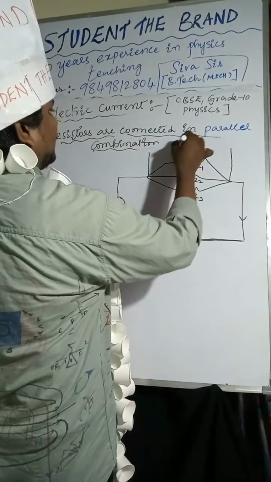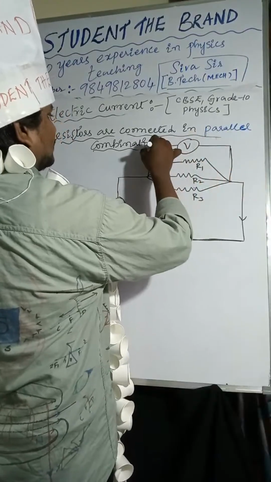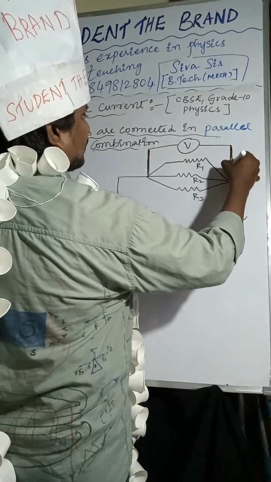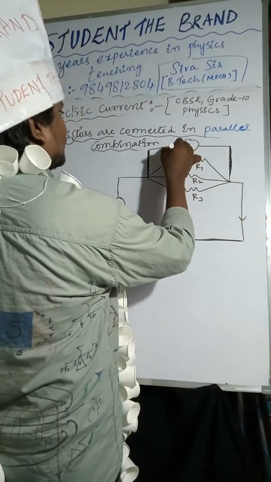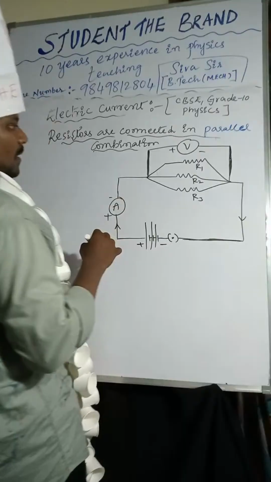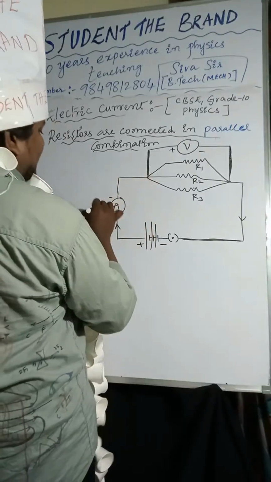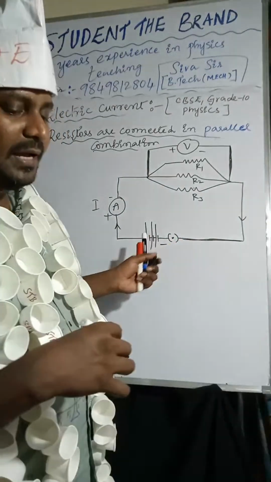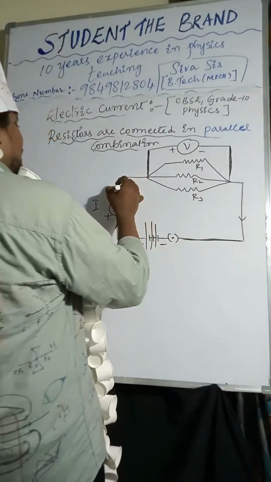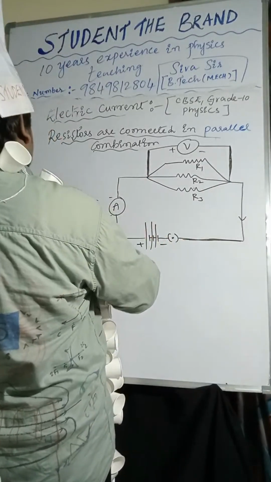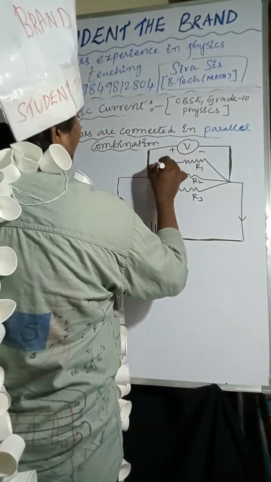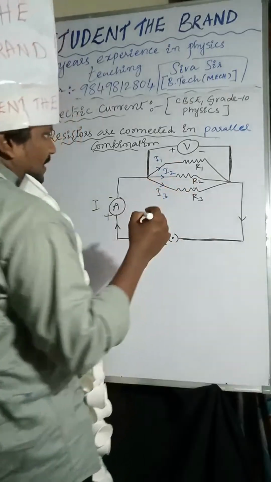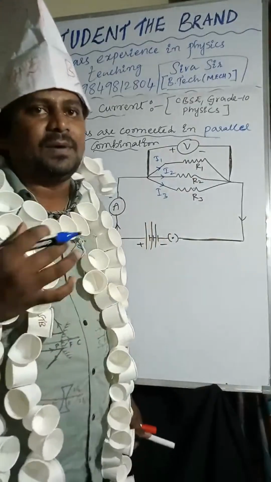So I'm taking the potential difference. When the current is passing from the battery, we can see that the current divides into three parts like this: I1, I2, I3.